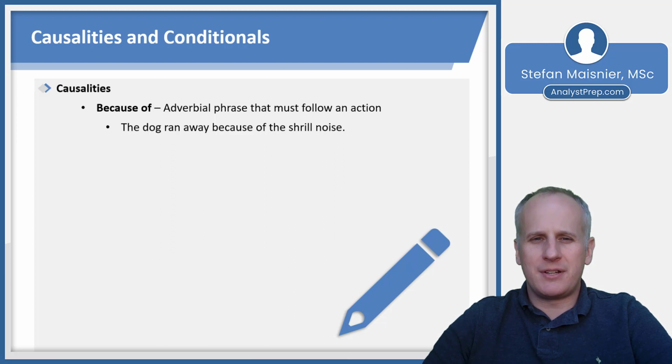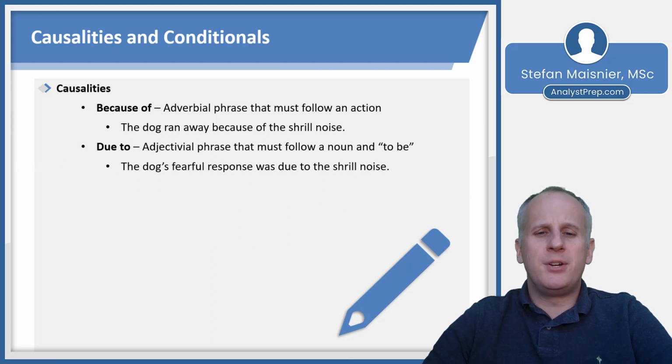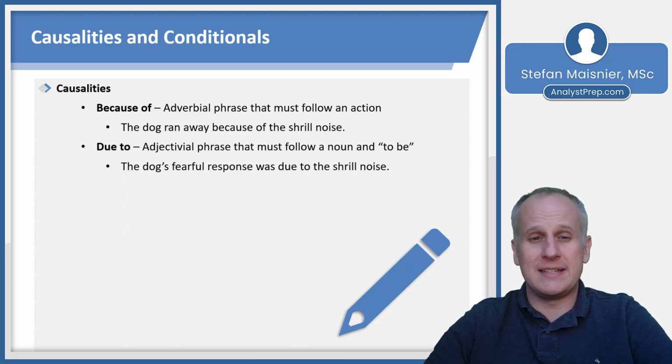You may be thinking to yourself, well, couldn't we say the dog ran away due to the shrill noise? And the answer is actually no, because due to has to follow a noun and usually some form of the verb to be. So due to is due to a noun. Because of is because of a verb. So the dog's fearful response, however, was due to the shrill noise, could be a correct structure, because the dog's fearful response is a noun, and that noun was due to the shrill noise is acceptable.